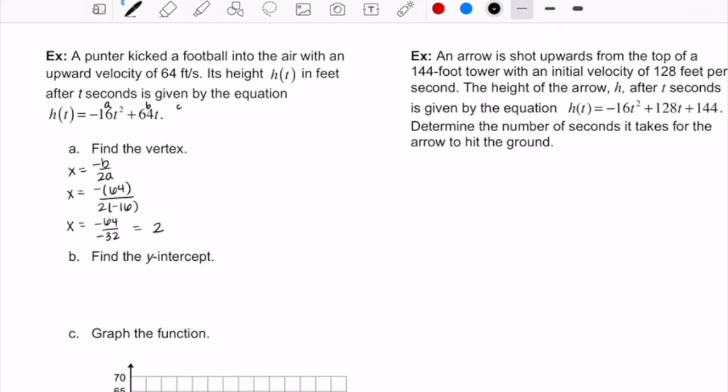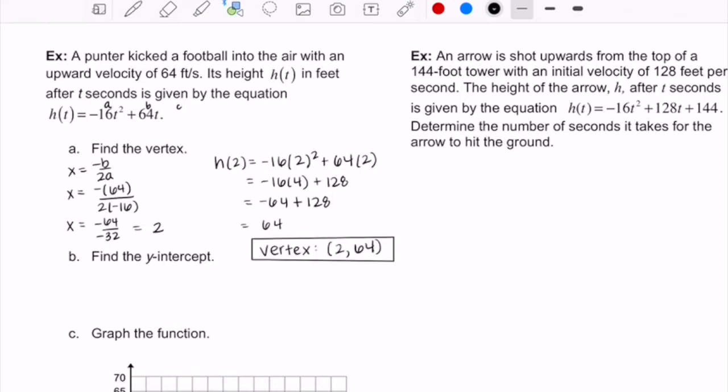To find the y value of my vertex, I'm going to take x equals 2, and I'll plug it in wherever I see a t, wherever I see an input. So I'll plug in the 2, and then I'll follow PEMDAS to simplify. So negative 64 plus 128 gives me positive 64. And so my vertex for this graph will be at the point 2 comma 64.